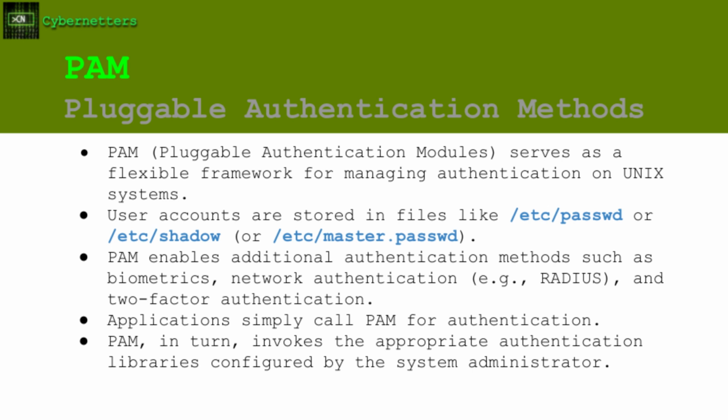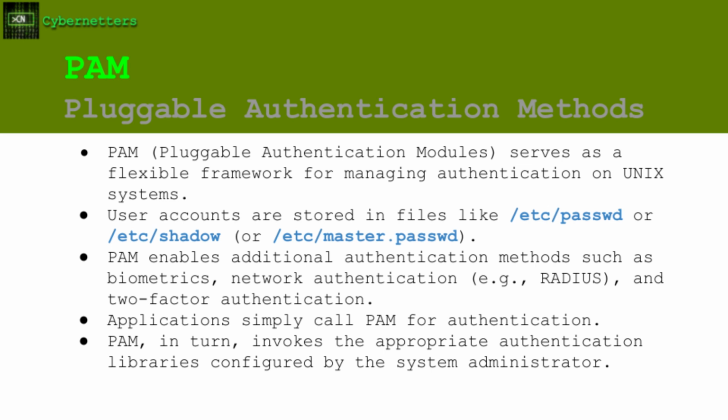So PAM, or pluggable authentication modules, is like the middleman of authentication on Unix systems. Instead of applications having to handle authentication themselves, they just ask PAM and PAM does the heavy lifting. User credentials are stored in files like /etc/passwd and /etc/shadow, where the Unix system manages authentication data. PAM provides a flexible authentication system which allows different methods like passwords, biometrics, RADIUS authentication, or even two-factor authentication. So applications don't need to worry about authentication details. They'll just call PAM.